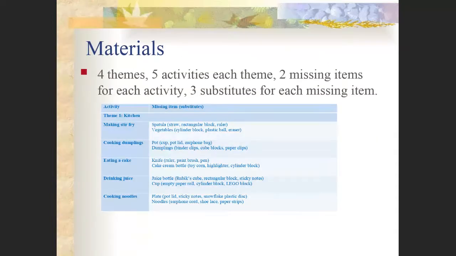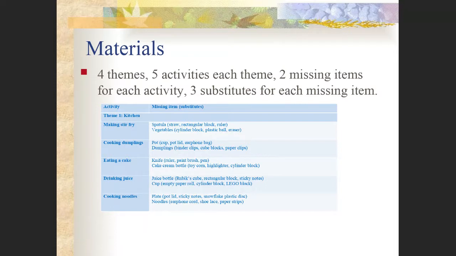And in this case, well, next one. All right, and these are the materials that we use. We created 4 play themes, and this is one example. Theme 1 is in the kitchen. Each theme has 5 activities, and in each activity we arrange to have 2 missing items. Then we provide 3 potential substitutes for each missing item. And this is an example.